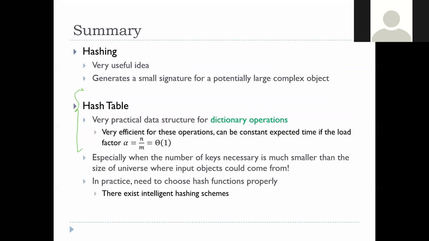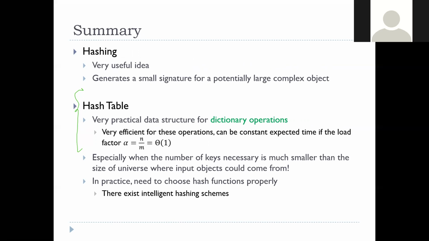Just to summarize, hashing is a very useful idea. Essentially, the idea is to map a potentially large and complex object to a simple, smaller signature. Could be a number from 0 to 10. And a hash table is a very practical data structure for dictionary type of operations, especially if you assume that the size of your data is proportional to your hash table size. Then all of the operations can be done in constant expected time if I assume the hash function is good.